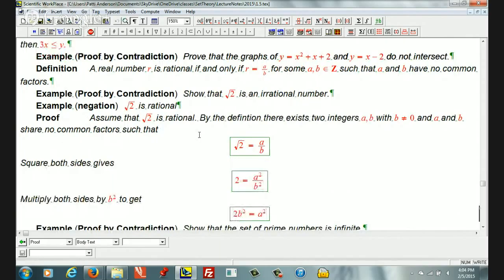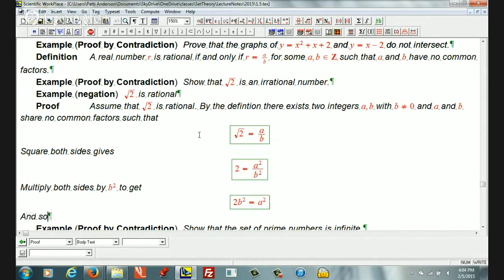What does that tell you about a squared? It divides into b squared. Yeah, that's one thing we could say, but that actually doesn't help me much because I don't know it goes into b squared. It's even. Yeah. Since a squared is a multiple of 2, a squared is even.